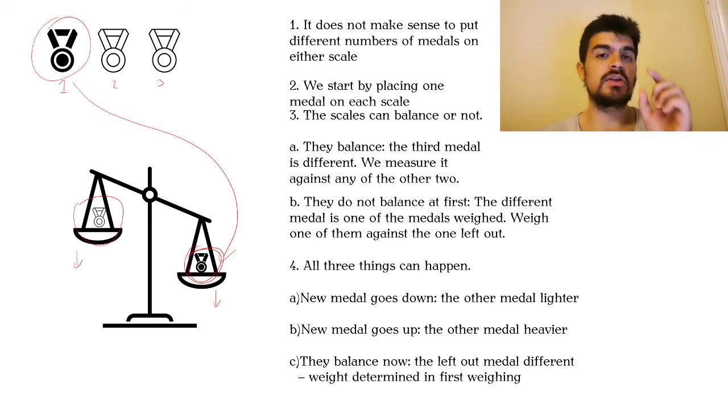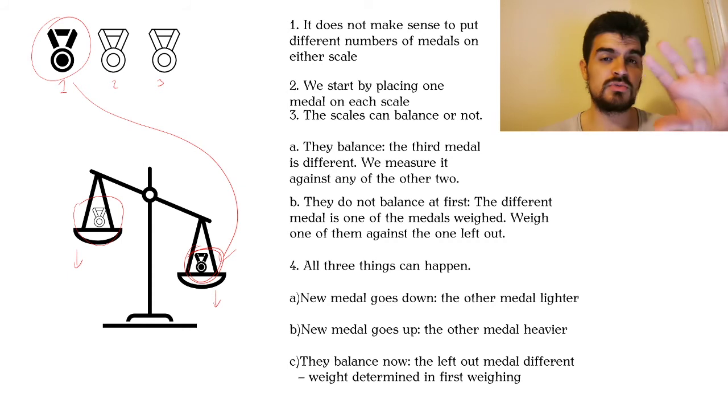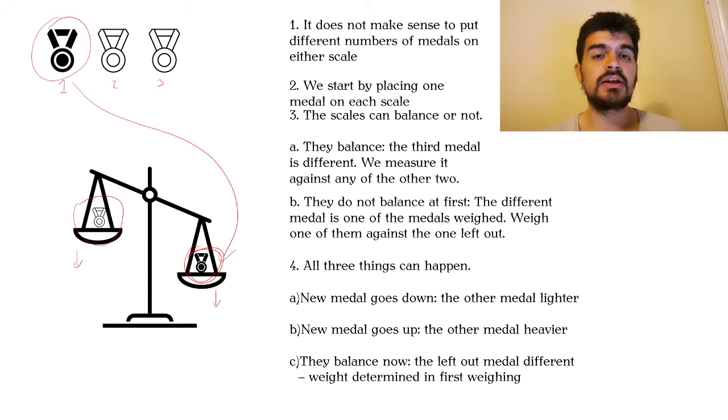Why? Because the new medal gets measured against one of the ones that were measured in the first step. And we know that one of the ones measured in the first step is odd. We just don't know which one. So we know for sure that the new medal that we are putting on the scales cannot be the odd one. It must be the regular one. It must be one of two that weigh the same, right? So if we have imbalance again, that means that the odd one is the one that we measured twice, right? So these two cases, A and B, are actually in some sense the same case, right? It's just sort of up, down, but it's the same thing.